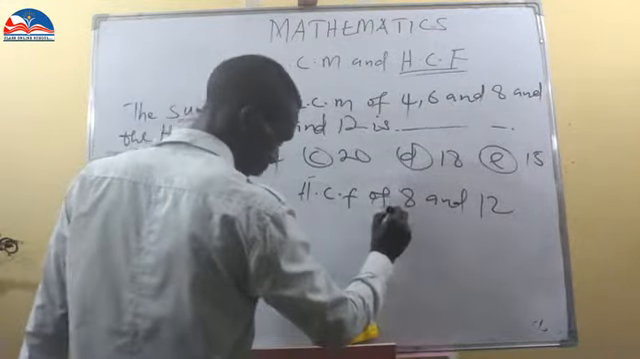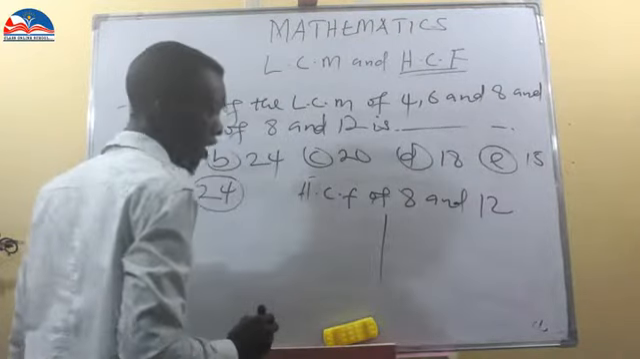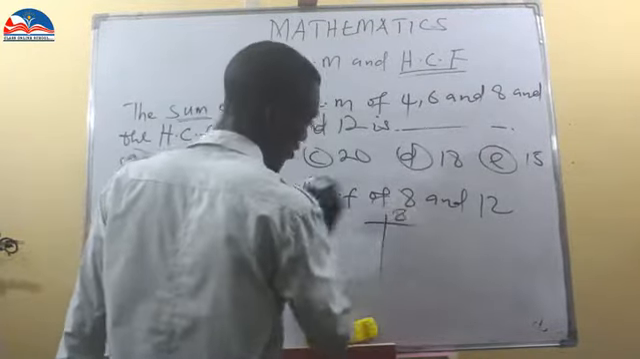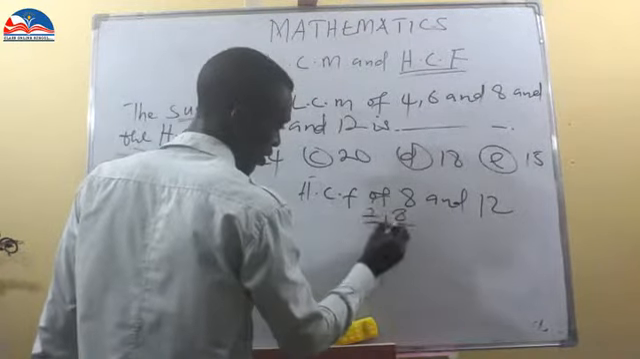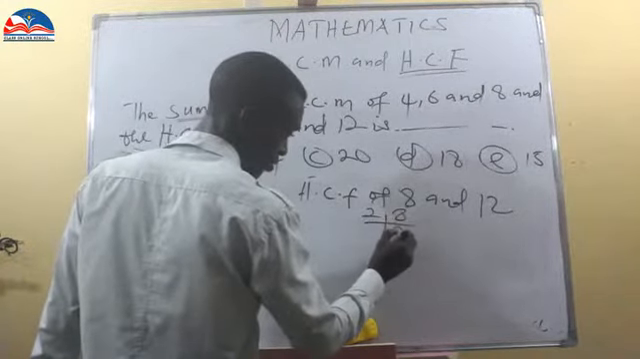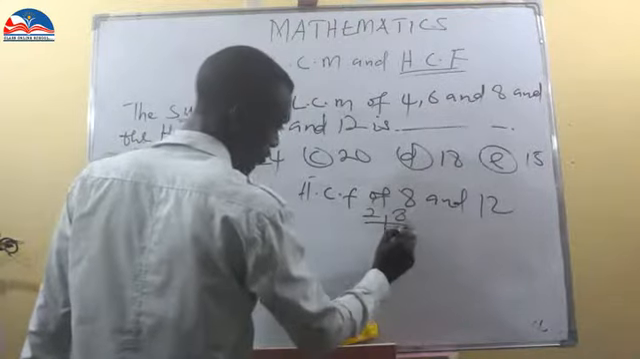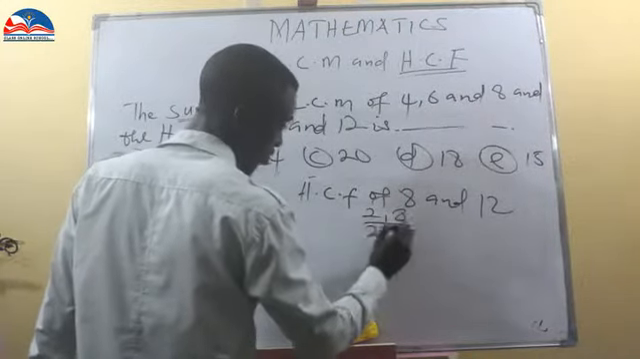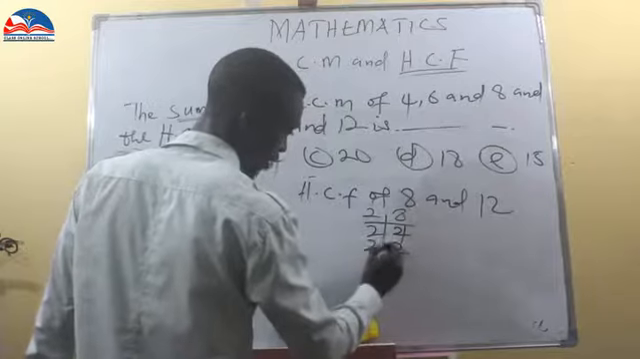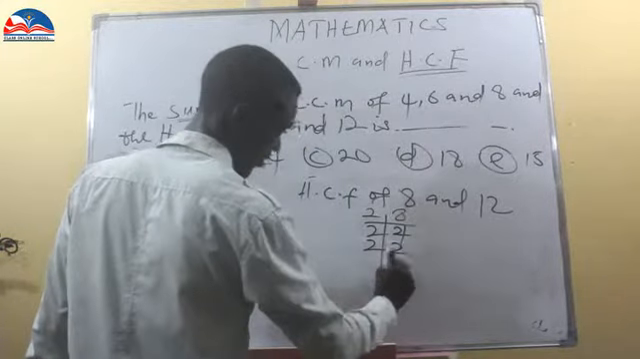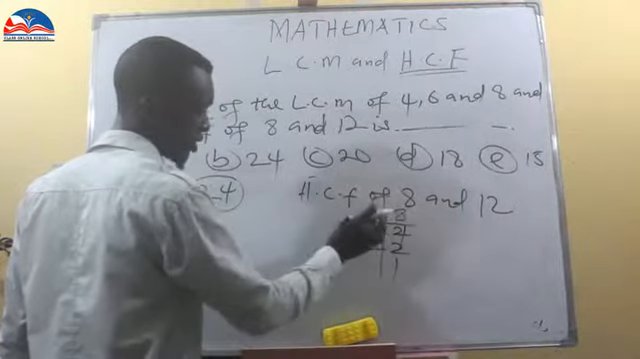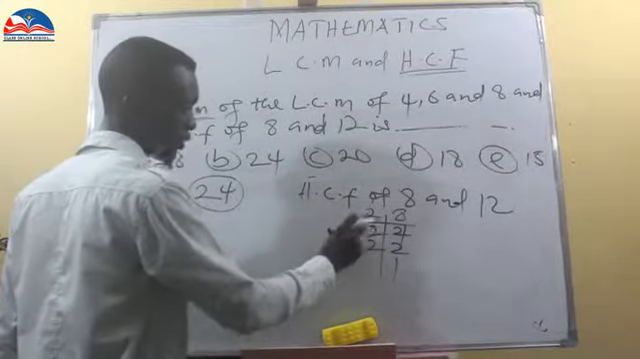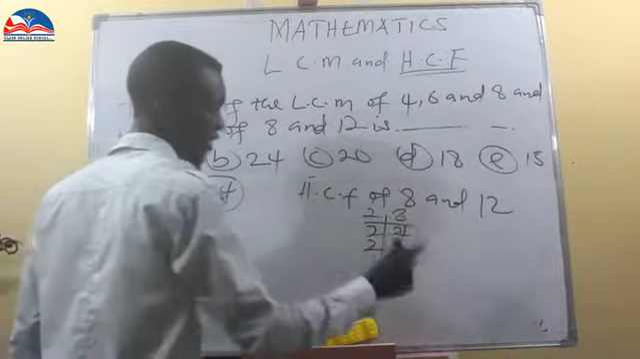Now you have 8. What can go? 2. 2 here you have 4. What can go? 2. 2 here you have 2. 2 here you have 1. So the factors of 8 are 2, 2, 2. 2 times 2, 4 times 2, 8.